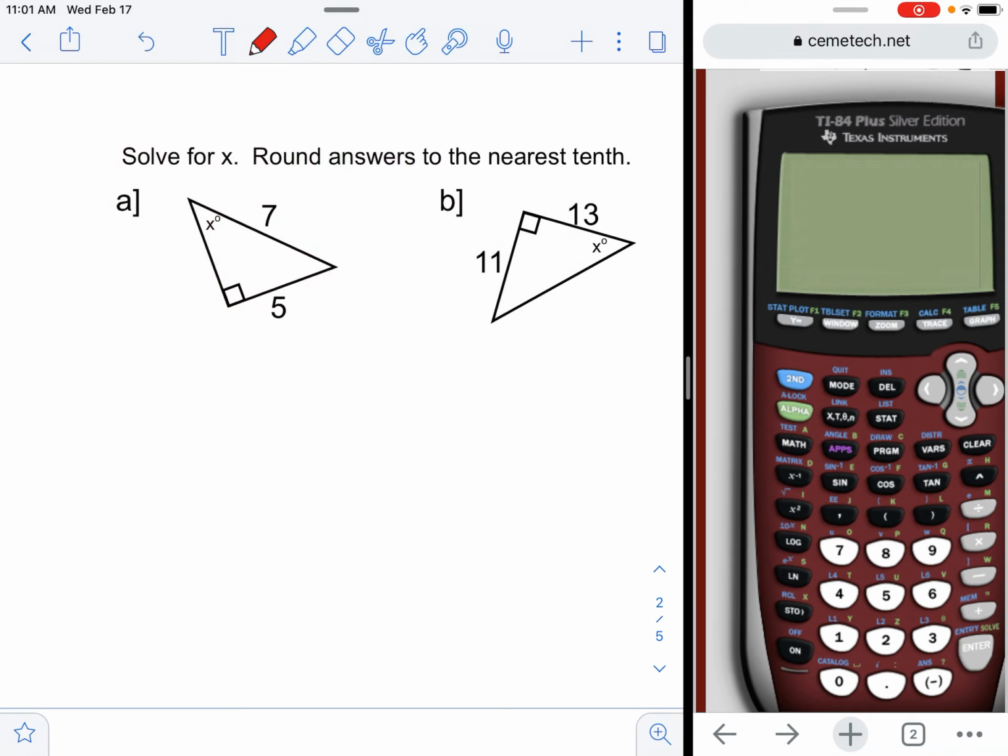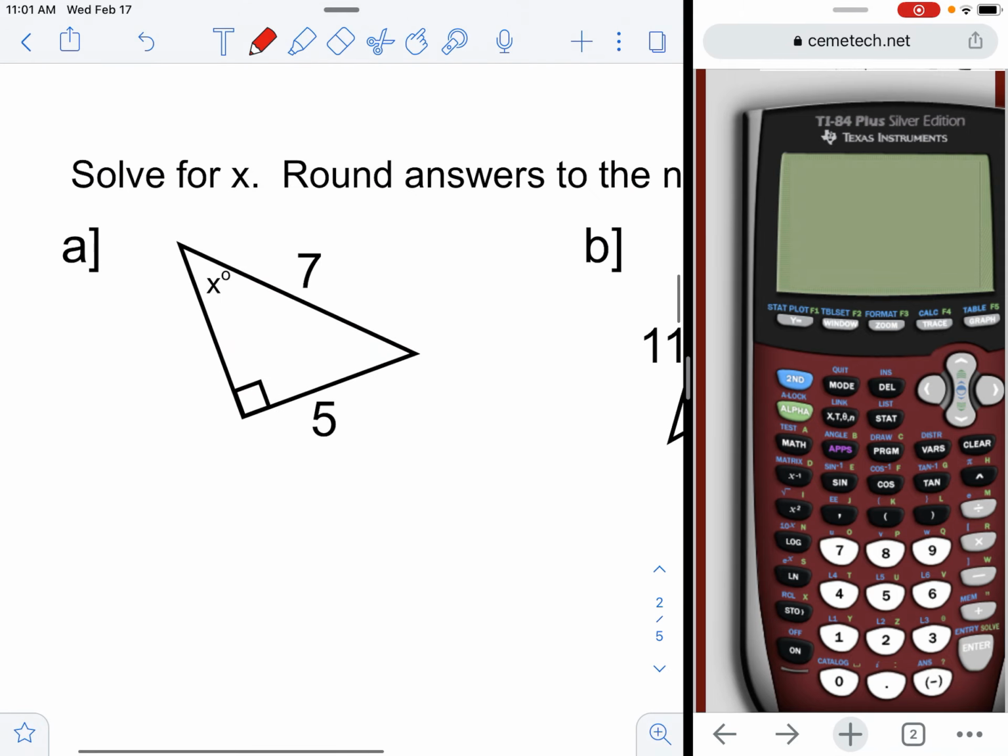Okay, so let's try a couple problems here. We'll do 2 together, and then I'll have you try 2 on your own, and then we'll do some mixed practice.